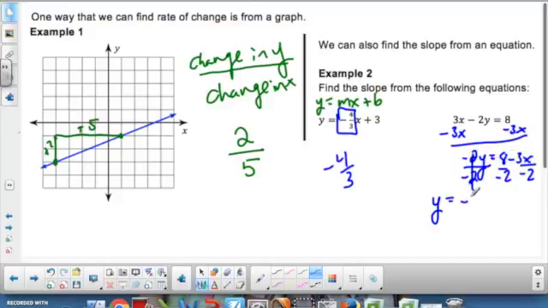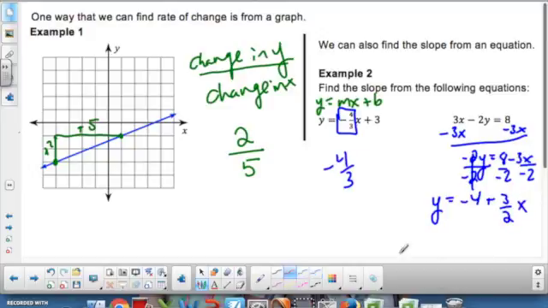8 over -2 is -4, and -3 divided by -2 is going to give me a decimal, so I'm going to leave it as a fraction, but I will take the time to say, because this is negative and negative, that becomes a positive 3/2 x.